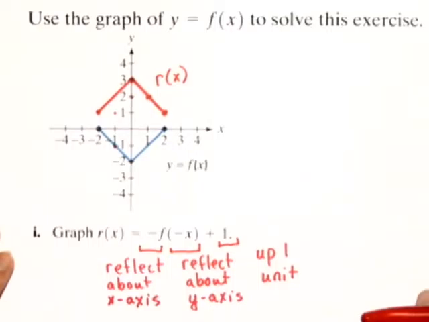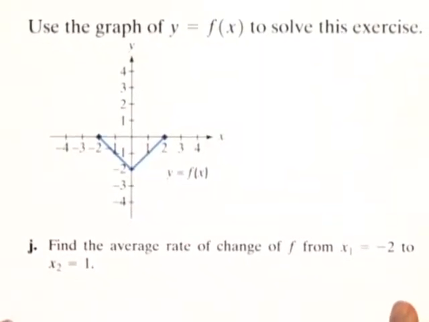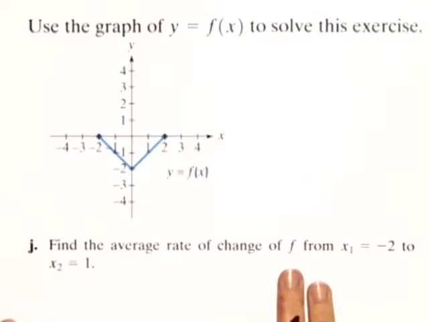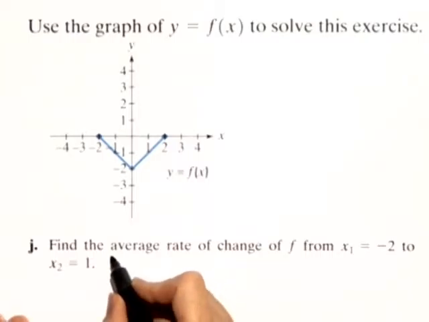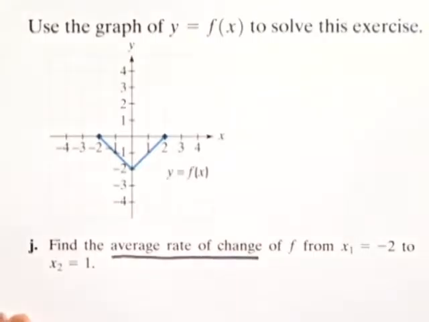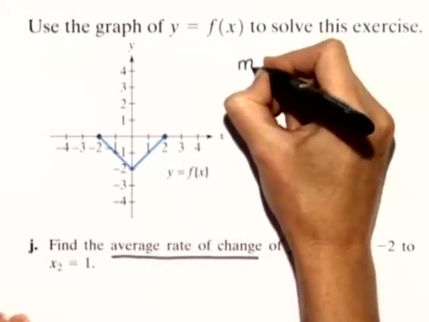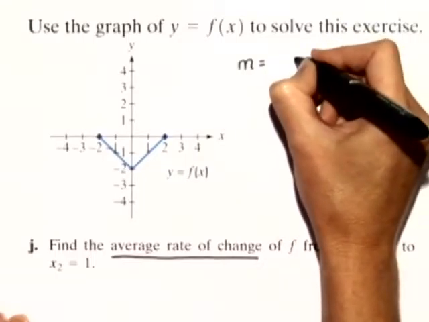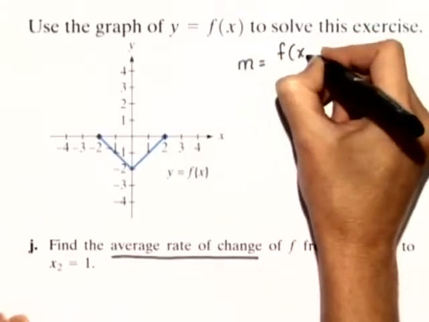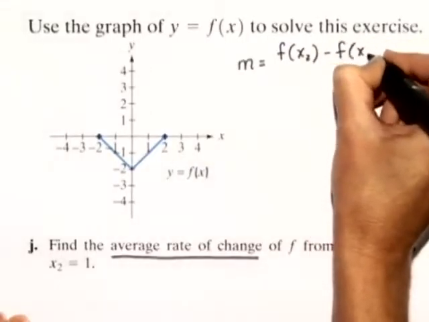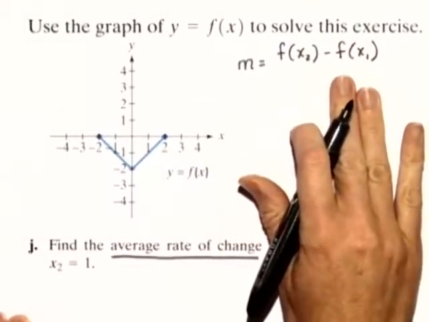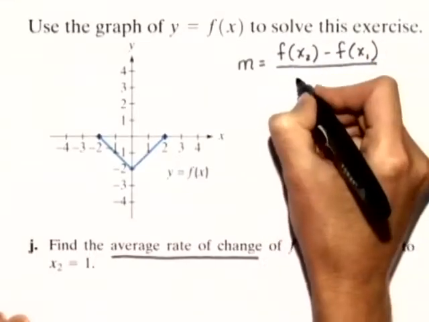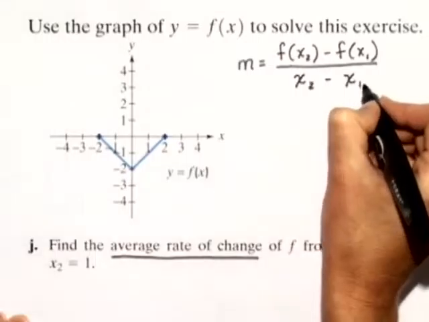Let's move on to J. We want to find the average rate of change of the function f from x sub 1 equals negative 2 to x sub 2 equals 1. Remember, average rate of change is really just another way of saying slope. And remember, slope is given by the difference of the y-coordinates, which is f of x sub 2 minus f of x sub 1, over the difference of the x-coordinates, x sub 2 minus x sub 1.